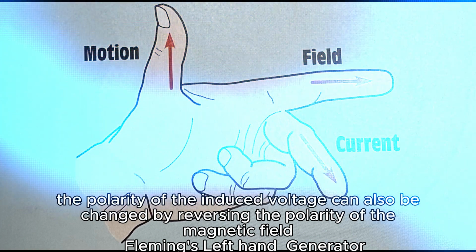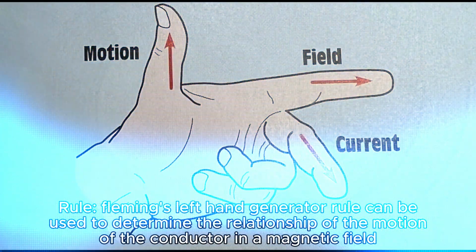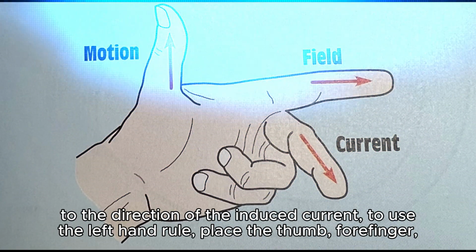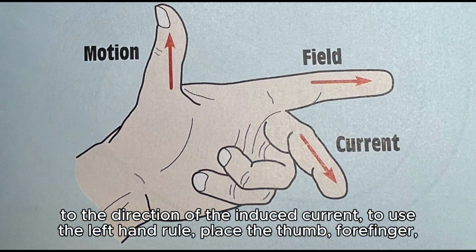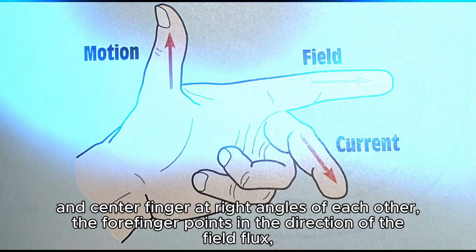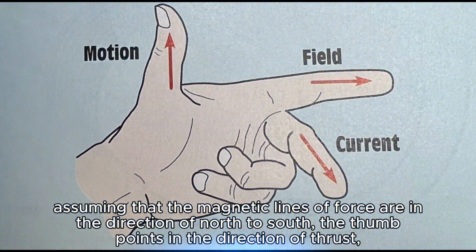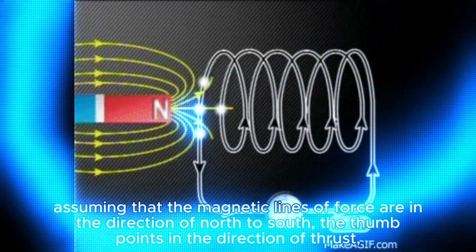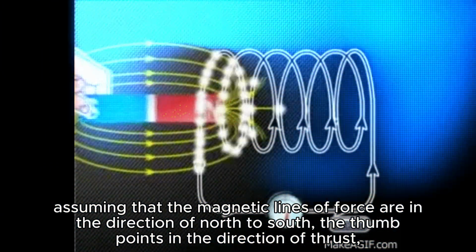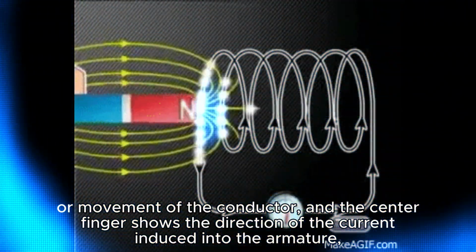Fleming's left-hand generator rule can be used to determine the relationship of the motion of the conductor in a magnetic field to the direction of the induced current. To use the left-hand rule, place the thumb, forefinger, and center finger at right angles to each other. The forefinger points in the direction of the field flux. Assuming that the magnetic lines of force are in the direction of north to south, the thumb points in the direction of thrust, or movement of the conductor, and the center finger shows the direction of the current induced into the armature.